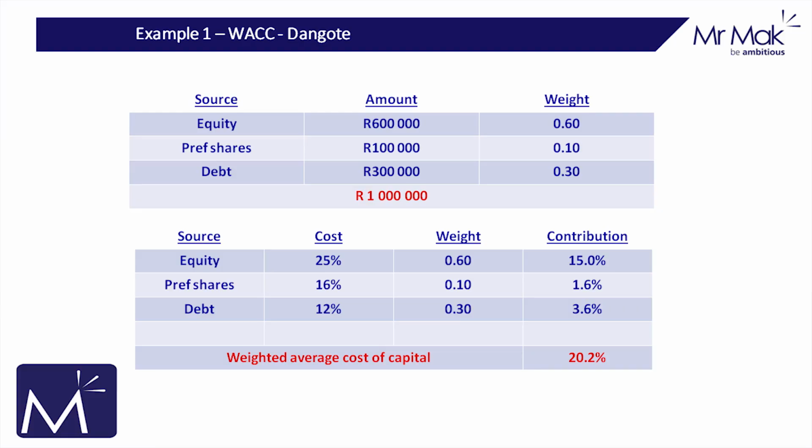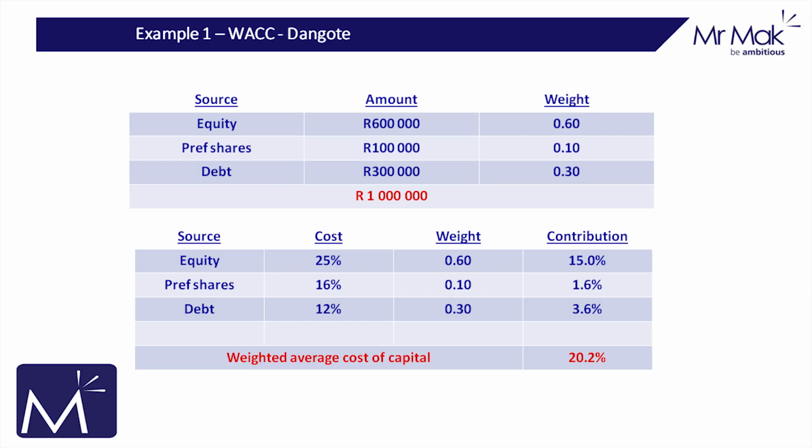So the equity will be 25% multiplied by a 0.6 weighting, resulting in a contribution of 15%. The preference shares will be 16% multiplied by 0.10 weighting, resulting in a contribution of 1.6%. And the debt will be 12% multiplied by 0.3 weighting, resulting in a contribution of 3.6%.